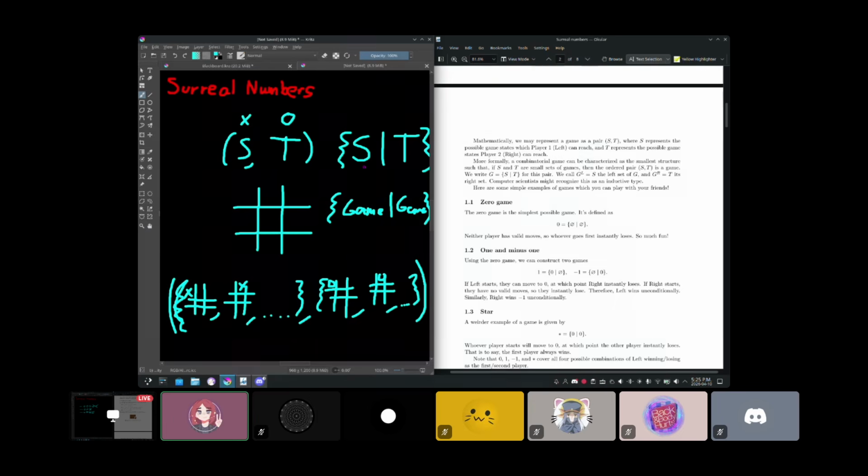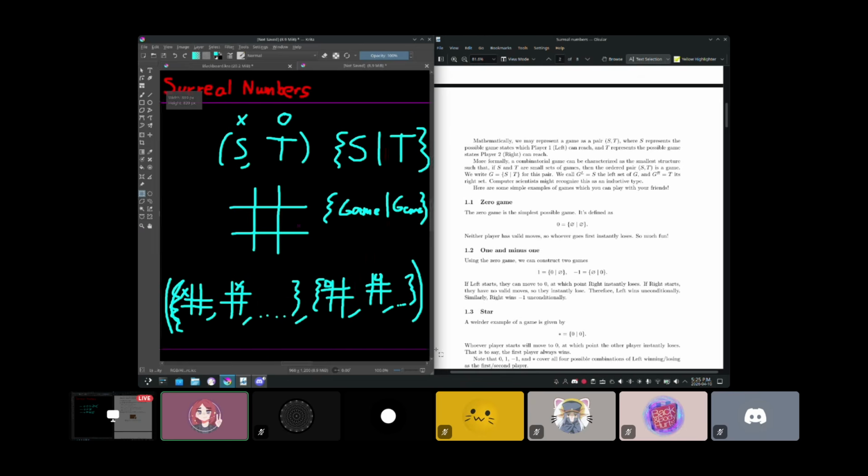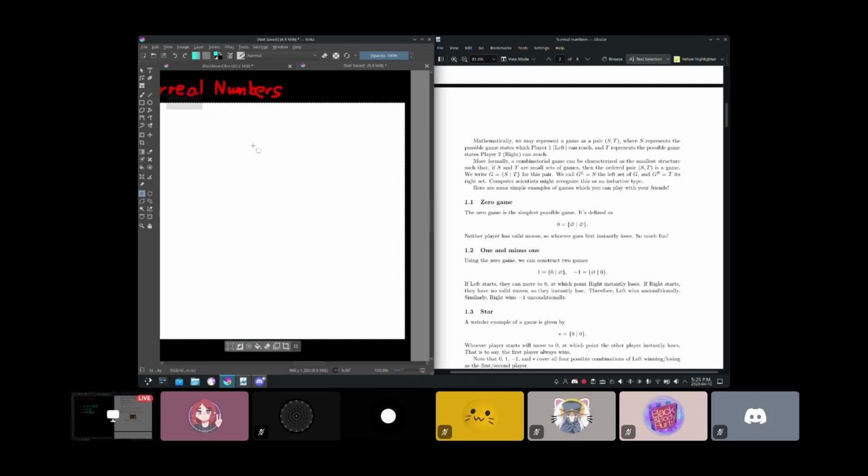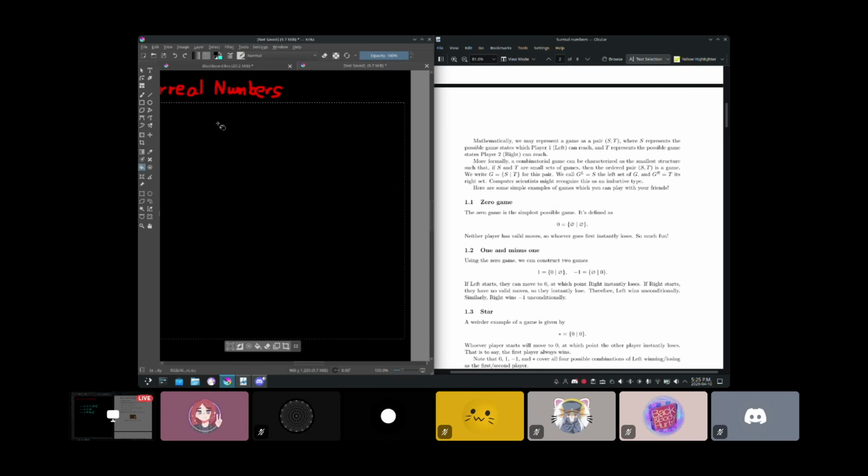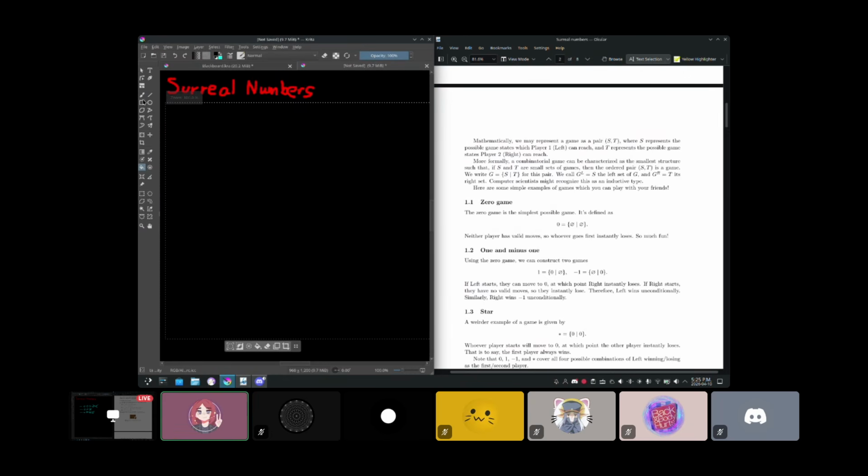And if we want to be even more formal, we can describe games as a sort of inductive structure. Like, for instance, let me see, does this work as an eraser? Close enough. There we go.